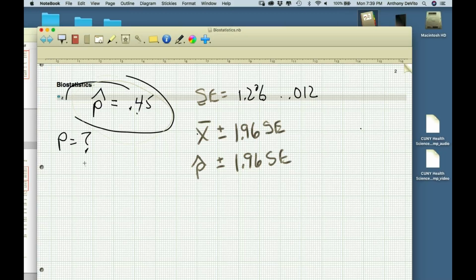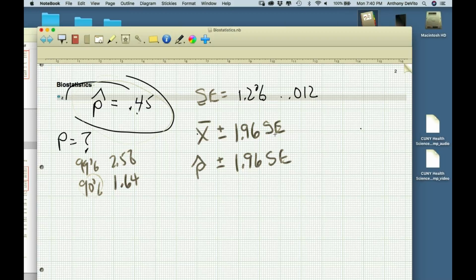If we were looking at a 99% confidence interval, we would use 2.58. We've talked about this in class before. For a 90% confidence interval, we would use 1.64, right? It'd be a narrower range, so we would have less confidence that p would be in that range.